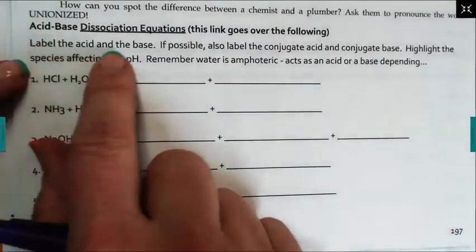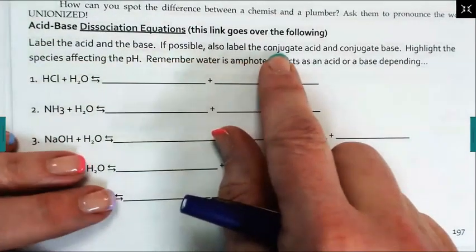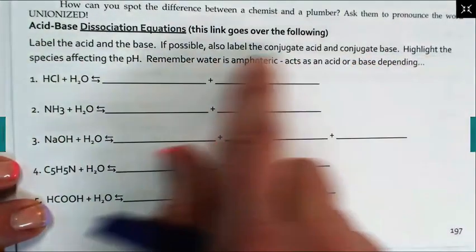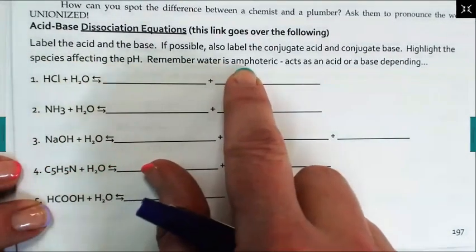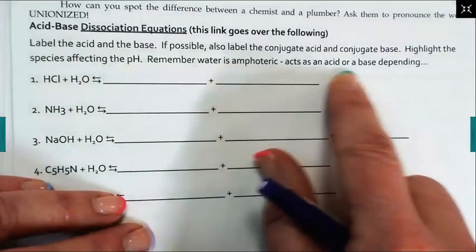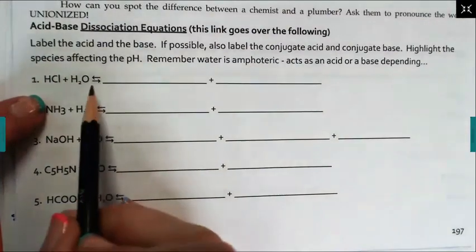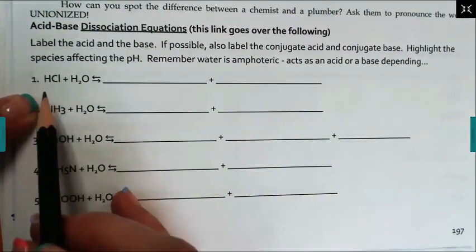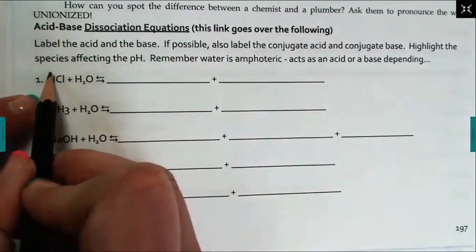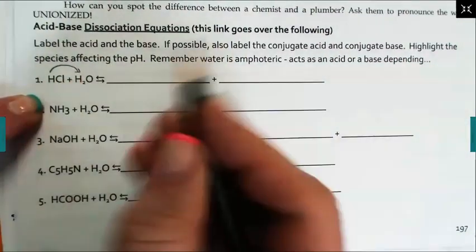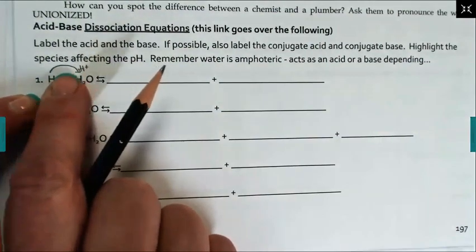So here it says label the acid and the base if possible. So it's not always possible. Label the conjugate acid and the conjugate base. Highlight the species affecting the pH. Remember, water is amphoteric, which means it acts as an acid or a base. So here we have equilibrium. We have hydrochloric acid in water. This guy is going to donate a hydrogen here, right? It's going to donate a hydrogen here.